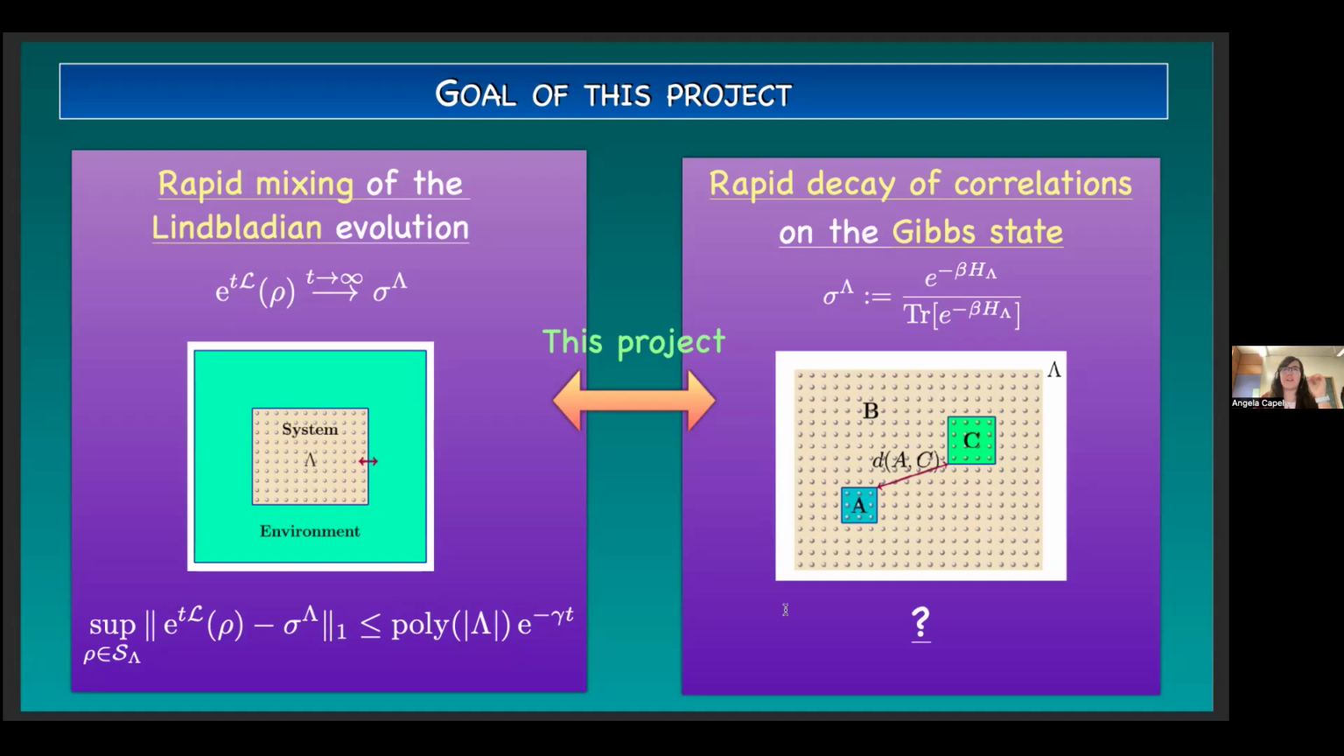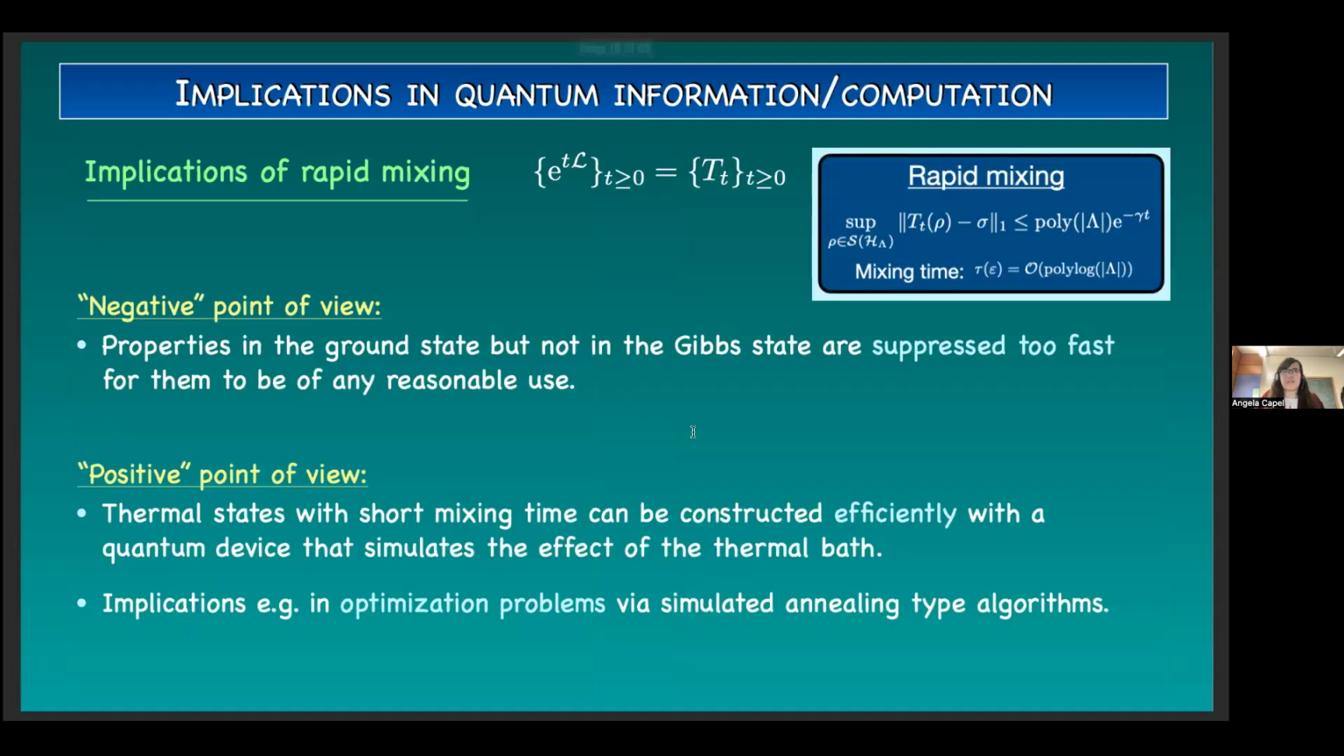Yeah, so this is where we will arrive in a few minutes to this connection that I was saying here. And before that, let me just give a few of the implications of these results, of why we are interested in rapid mixing, before I tell you how to prove rapid mixing. And there are many, many possible implications in different subfields in quantum information and quantum computation.